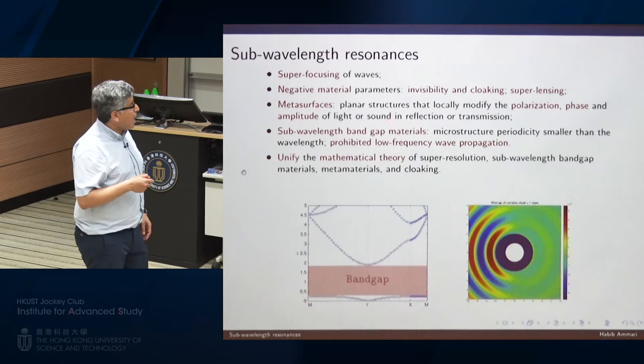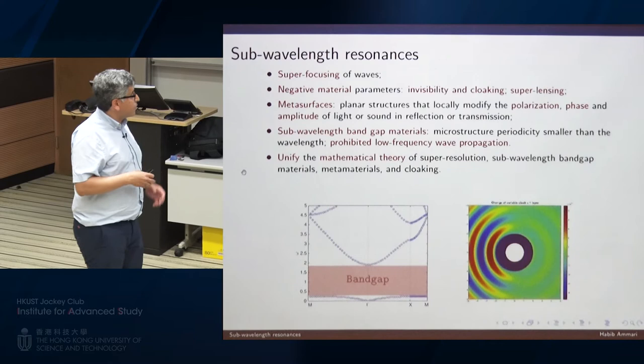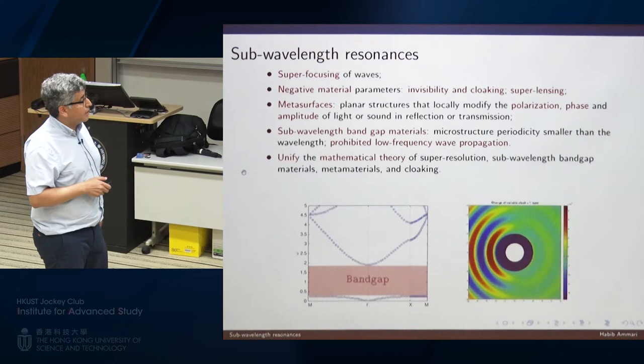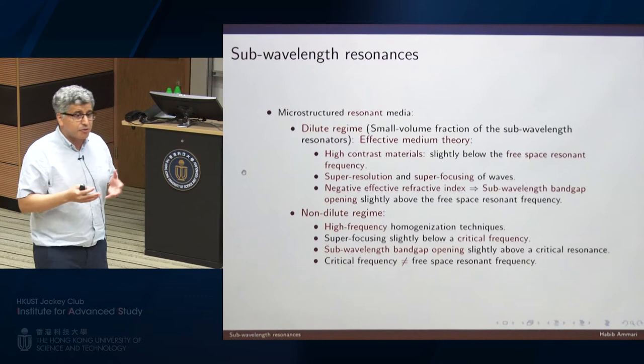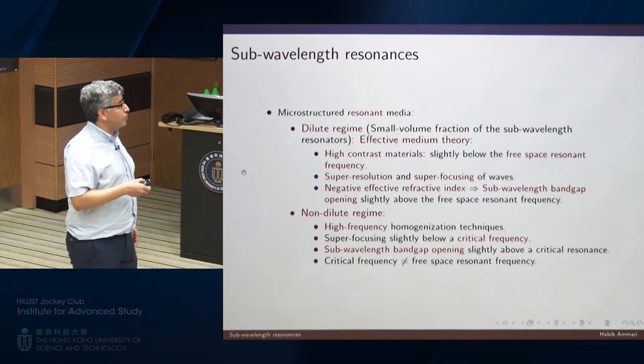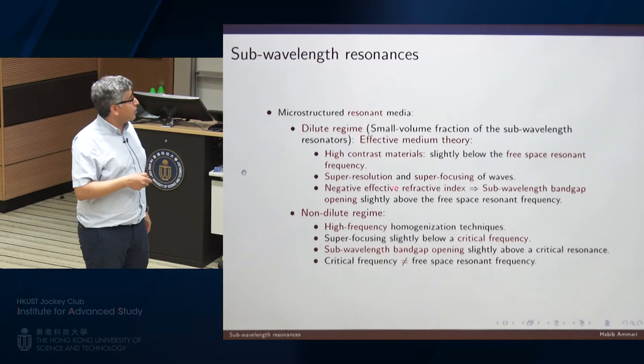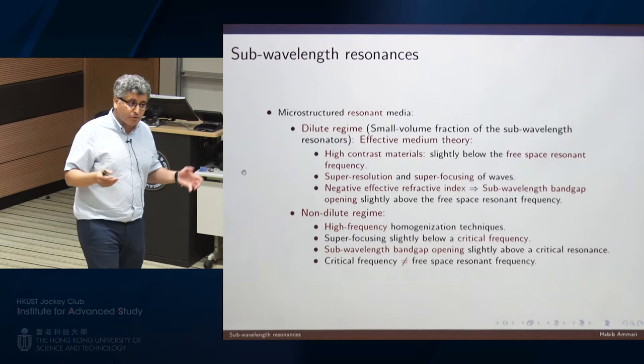And what we want to try to explain is a unifying mathematical theory of all of this: super resolution, subwavelength bandgap materials, metamaterials, and cloaking. When we make a structure out of this subwavelength resonator, there are two regimes basically. Either you are in the dilute regime, where there is a small volume fraction of the subwavelength resonator, or in the non-dilute regime, where the volume fraction is of order one, close to one.